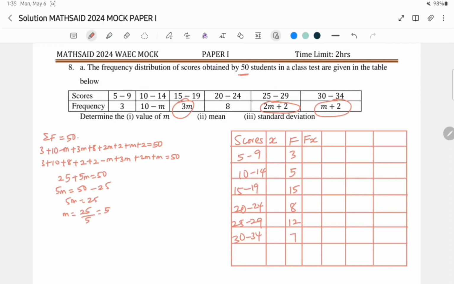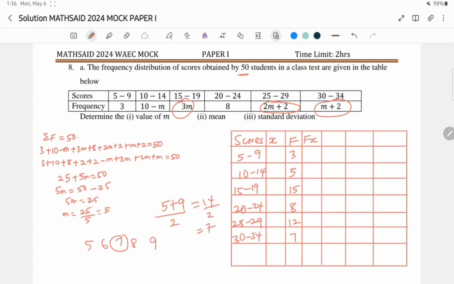Now for the midpoint, we can easily get the midpoint by adding the two limits of the grouped data, that is 5 plus 9, then divided by 2, that's 14 over 2, which is 7. The midpoint is actually gotten from just writing the range of values: 5, 6, 7, 8, 9. So you can see that 7 is the middle number. So that's why it's called the midpoint.